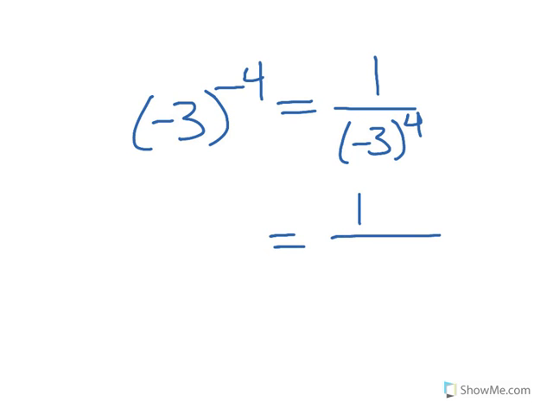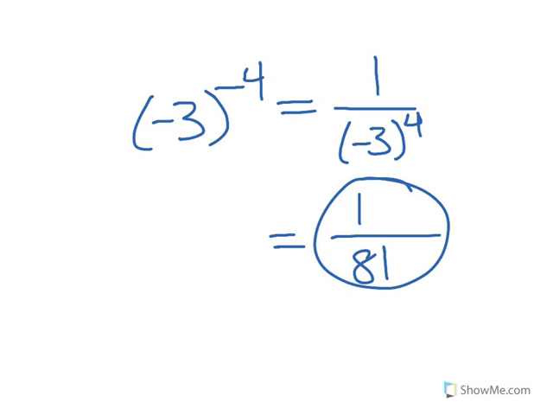Well, -3 times -3 is positive 9. Positive 9 times -3 is -27. So -3 to the 3rd power is -27. To get the 4th power, we have to multiply by -3 again. -27 times -3 is positive 81. This is the result of our calculation.